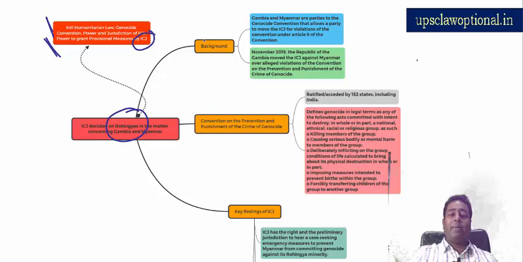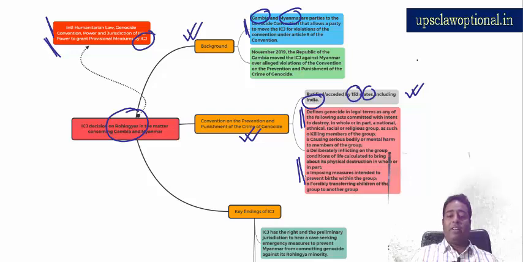The background was that Myanmar and Gambia, both those countries, were parties to the Genocide Convention. Now, the Genocide Convention has important aspects. It has been ratified and acceded to by 152 states, including India. The convention defines genocide, and it also lays down what can happen or what cannot happen in a scenario where a nation state feels that an event of genocide is taking place in a particular country. Now, Gambia moved before the International Court of Justice, saying that the acts and inactions of Myanmar so far as Rohingyas are concerned amount to genocide.